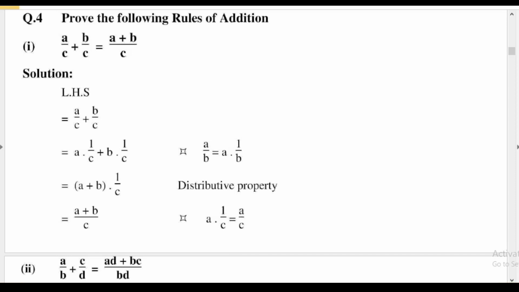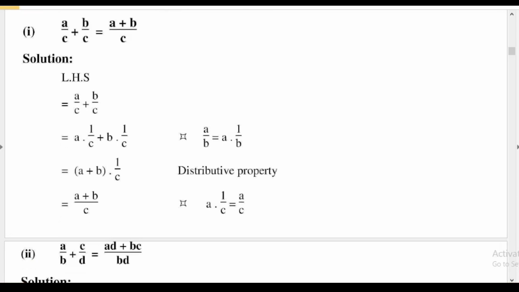Taking the left hand side, equal to A divided by C plus B divided by C. So A dot 1 divided by C plus B dot 1 divided by C. So taking common 1 divided by C into A plus B into 1 divided by C, that is the distributive property. So A plus B divided by C is equal to the right hand side.